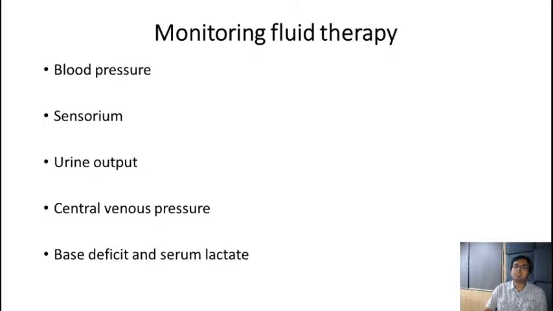However, if the venous pressure does not rise by this, it indicates that the veins are empty and more fluid needs to be given to the patient. A high amount of rise indicates that the patient is already hypervolemic and the amount of resuscitation needs to be reduced. Base deficit and serum lactate, which I will be discussing subsequently.